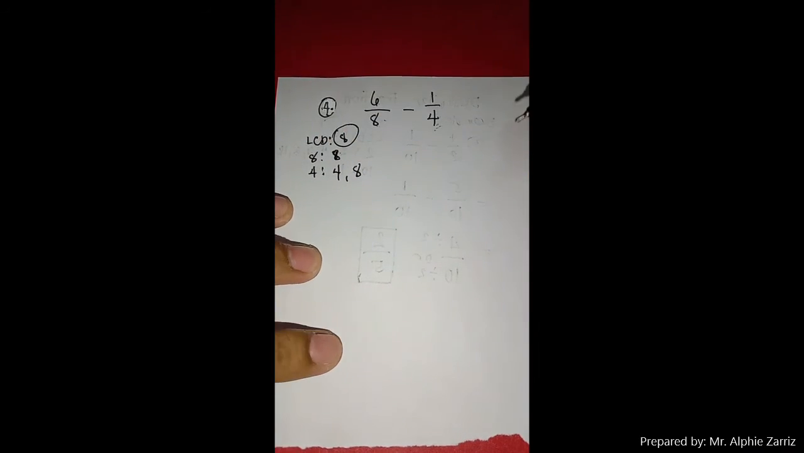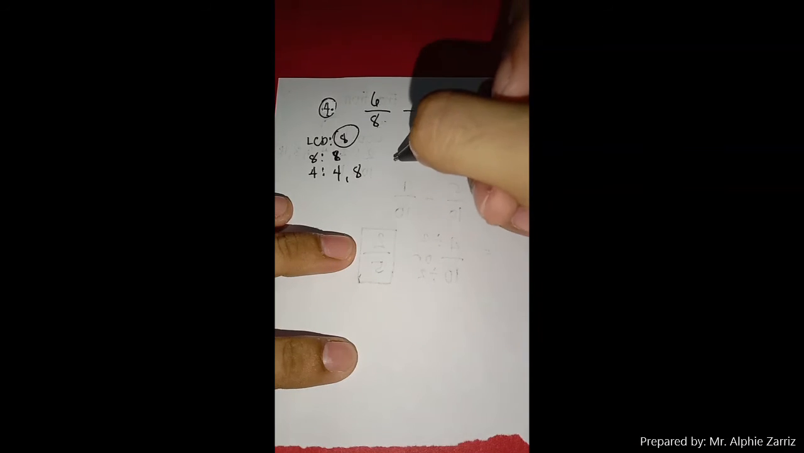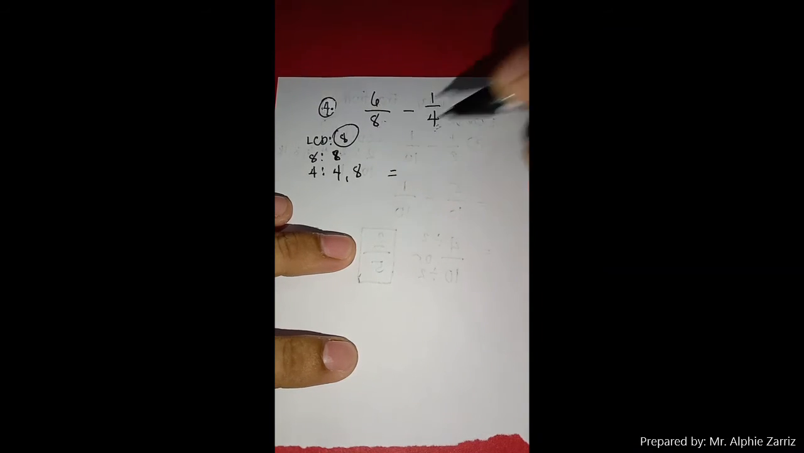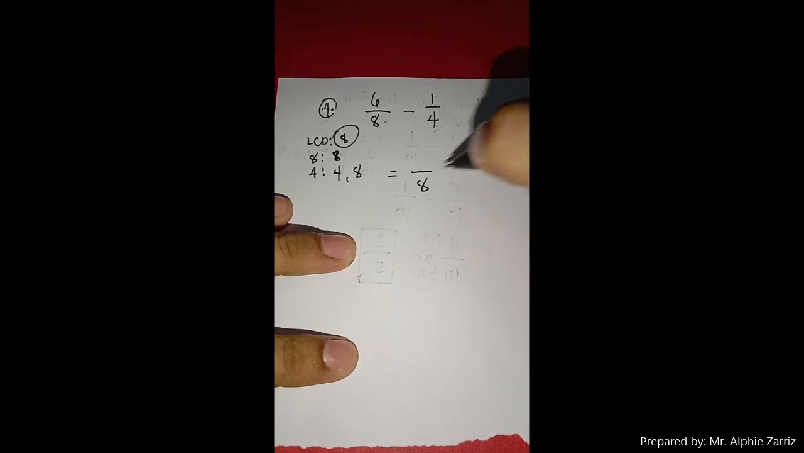So we have here 8 and we have here 4. So using ko yung 8 natin. 8. Yan. 8 and 4. Next is 8. So therefore our LCD is 8. So therefore meron tayong bagong denominator which is number 8.